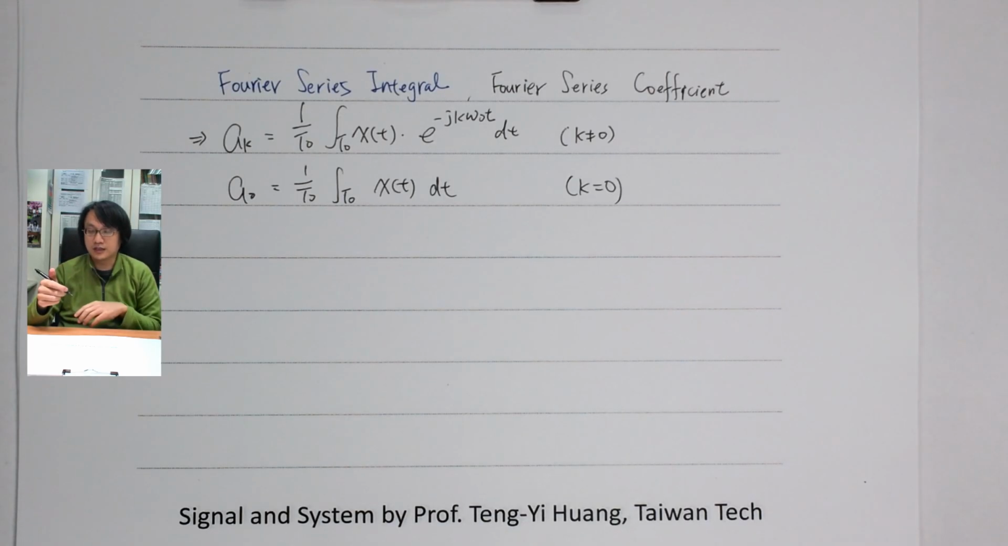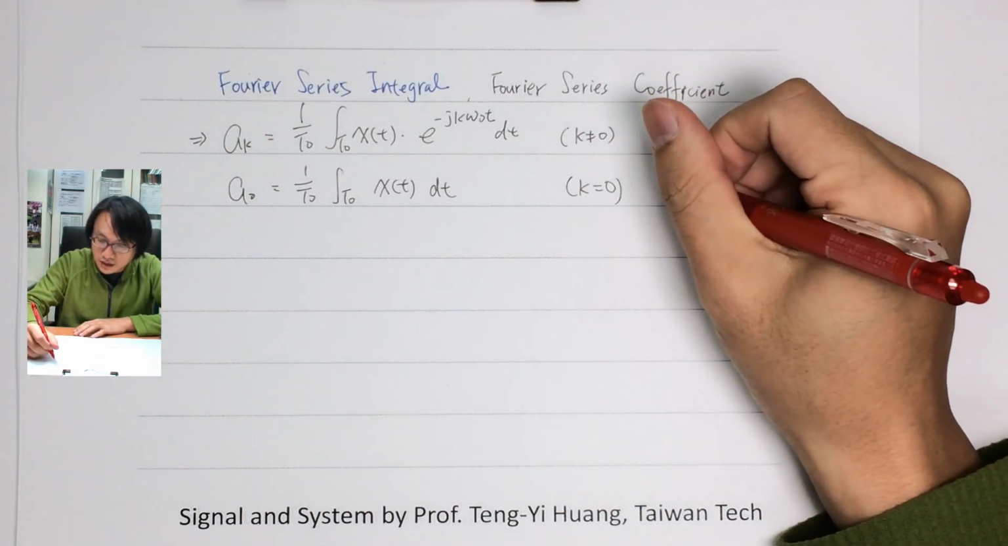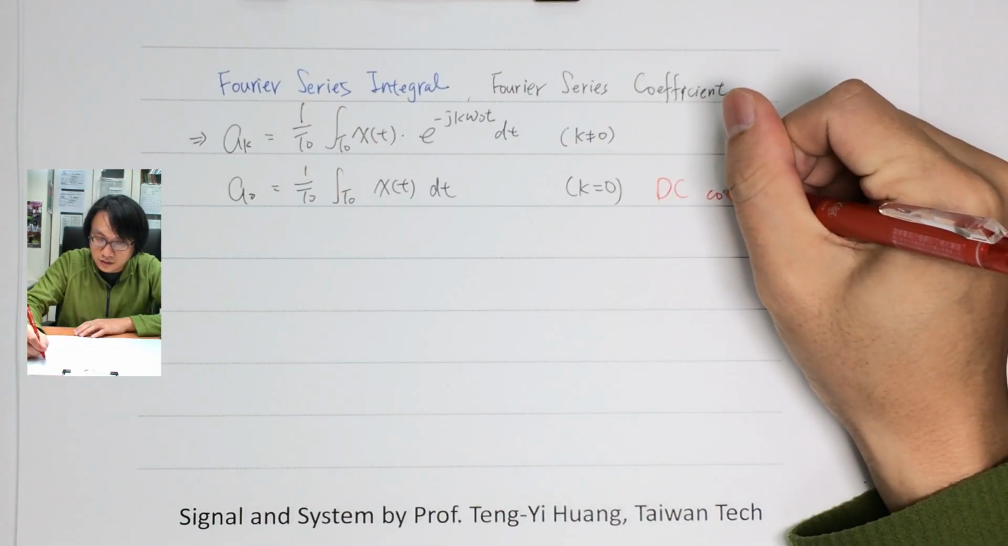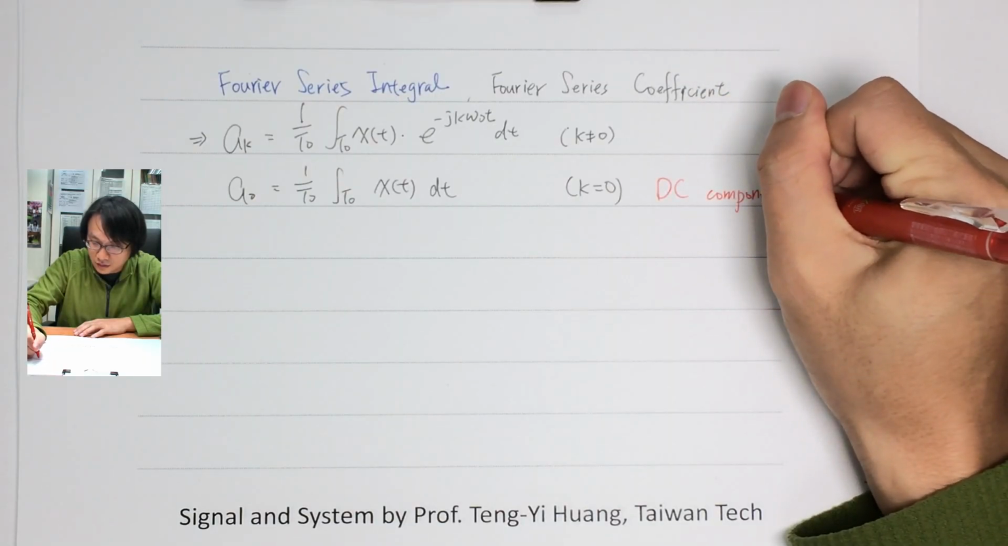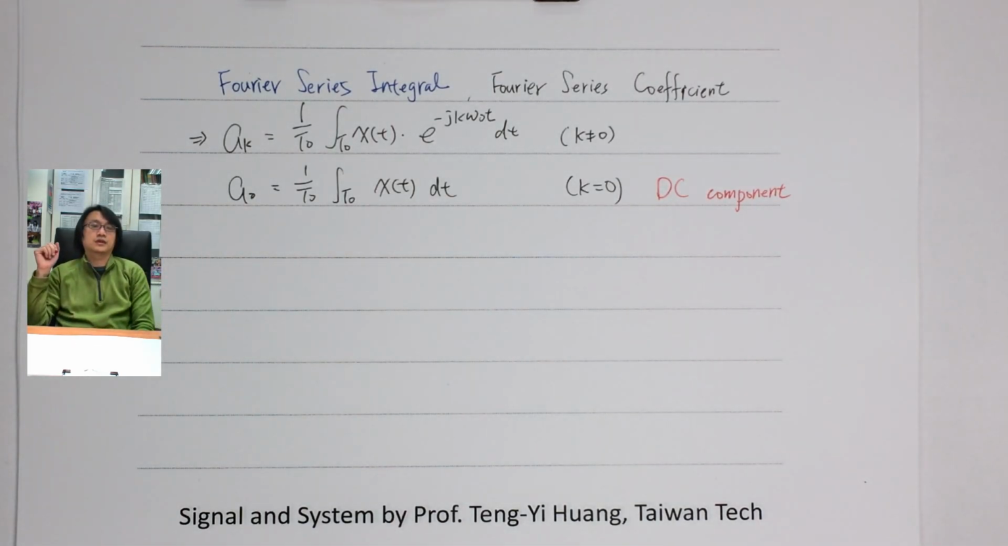And the k equals 0 result is what we call the DC component, meaning when k equals 0. That's the DC component. When k not equal to 0, it's not DC.